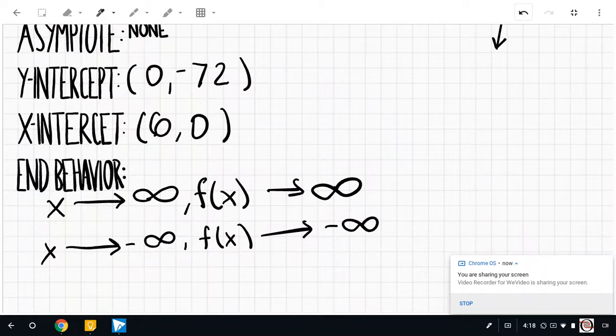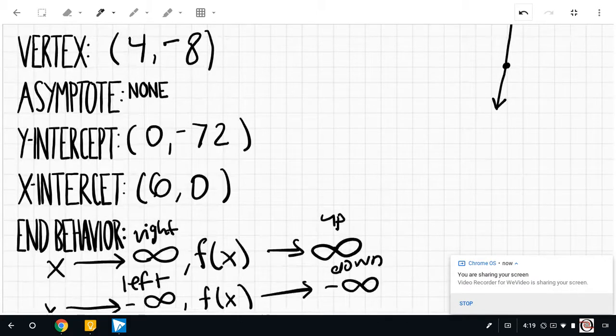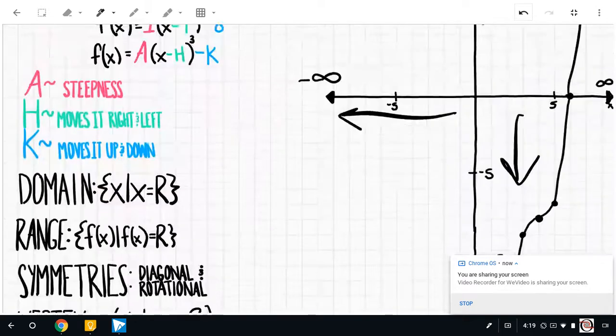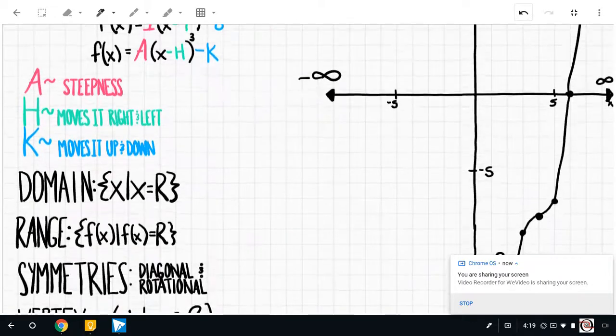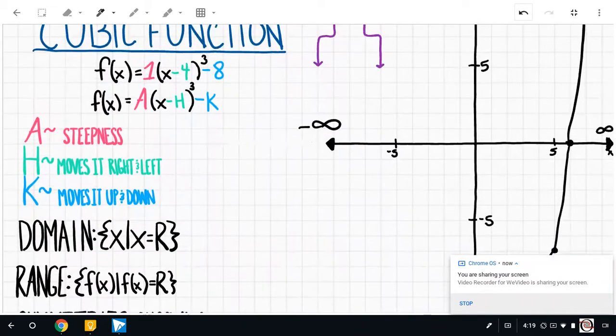You guys might be really confused, but infinity for x is right, so it's going to be moving to the right. And negative infinity is left. And relatively, up is infinity, and down is negative infinity. So you have to think of it as a whole. It's kind of hard to catch, but when you do, it's the easy part.